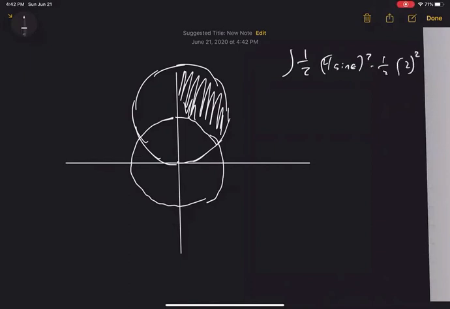The problem is, where do I start integrating? Where do I start integrating this region? At what angle does this region begin? It begins at this angle, whatever this angle is, and where does it end? It just ends on this axis, right? So it ends at pi over 2.